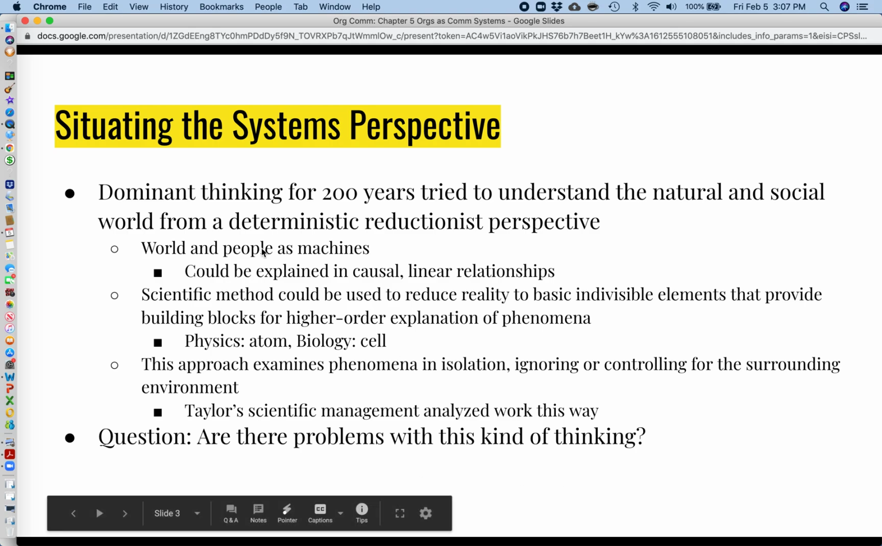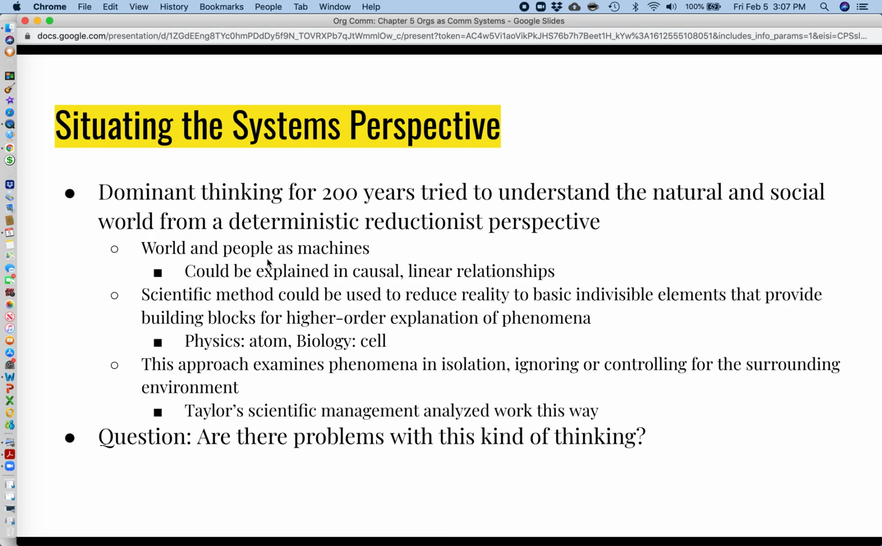And so this view oftentimes tried to look at the world and the people who live in it as machines, right? And they thought that they could explain our world in a causal, linear kind of way, right? One thing happens, and then as a result, something else happens, right? And so the hope was, of course, that the scientific method, the method that undergirds all scientific and medical thinking, right, could be used to reduce reality to its basic indivisible elements, right? The smallest parts.